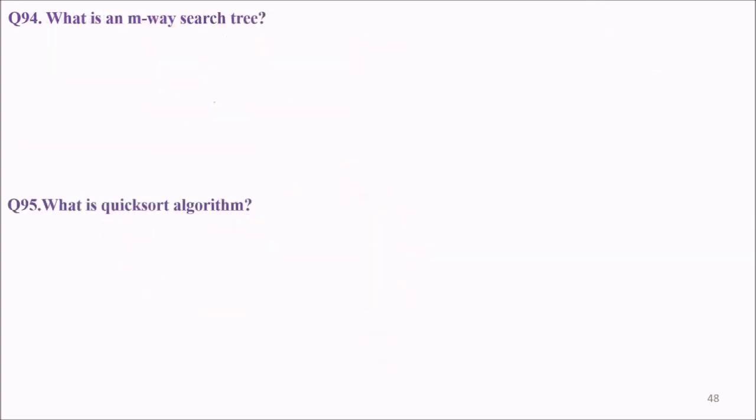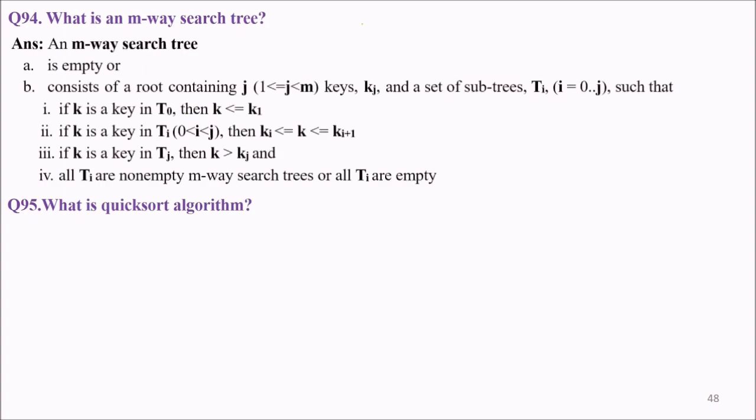What is an M-way search tree? First of all, the definition would be like this: it is empty, or it consists of a root containing j keys, where j belongs to 1 to m, because it is an M-way search tree, the keys k1 to kj, and each subtree ti such that if k is a key in t0, then k is less than or equal to k1. If k is a key in ti, where i belongs to between 0 to j, then k belongs between ki and ki plus 1, and if k is a key in tj, then k is greater than kj. So all ti are non-empty M-way search trees, or all ti are empty.